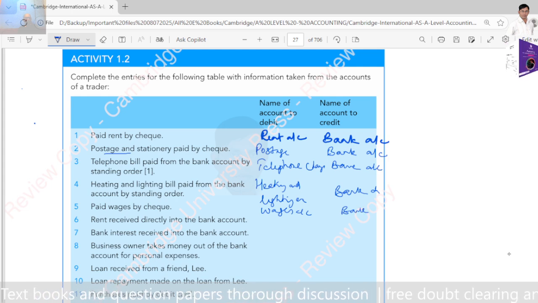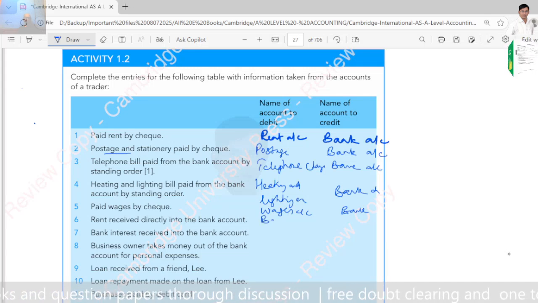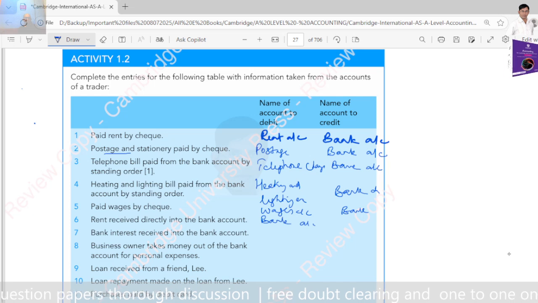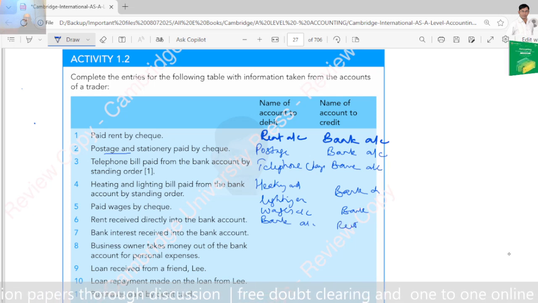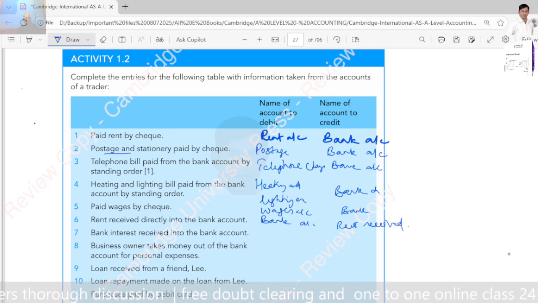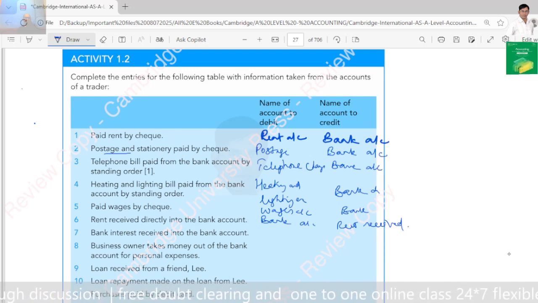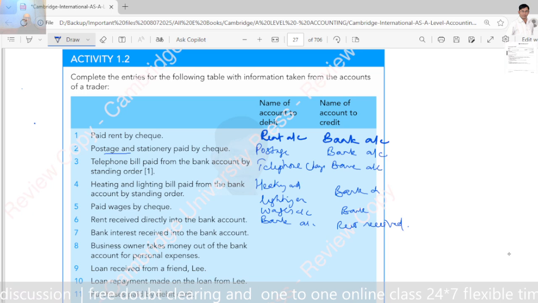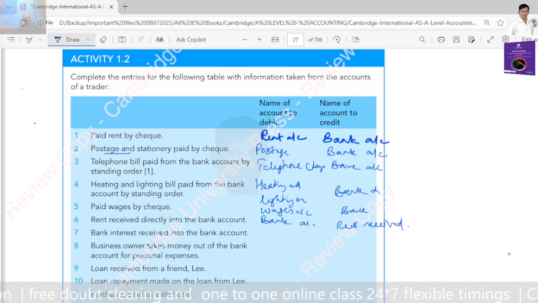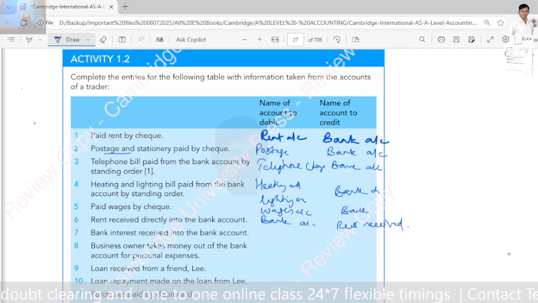Rent received directly into the bank account. So what is happening? Your money is being received, so the bank account will be debited because money is being received. Rent received. You specify, because rent can be paid. Here rent is paid, and here rent is received. You can write rent expense account or rental income account, or rent received or rent paid account. But you have to specify, because rent paid is separate and rent received is different.